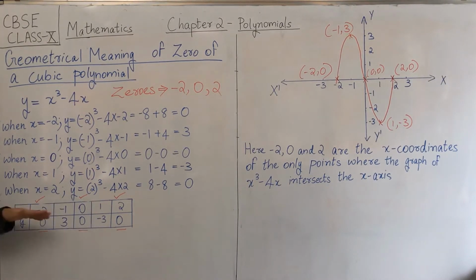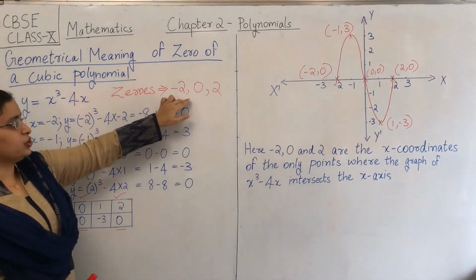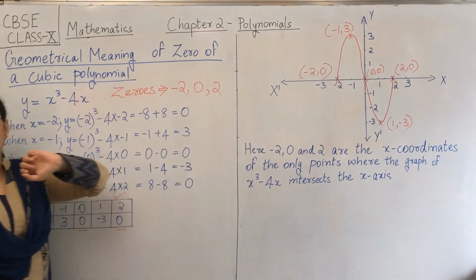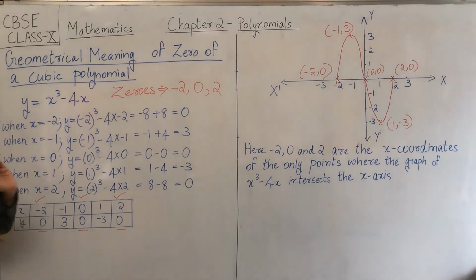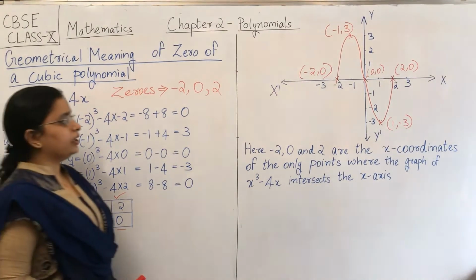That is, when we put these values in the place of x, we got y as 0. So these are the zeros, that is minus 2, 0 and 2. So from this tabular form itself, we got the zeros. Whenever we replace x by certain values and get y as 0, those values of x are known as the zeros of this particular polynomial. Now we are plotting it in a graph.